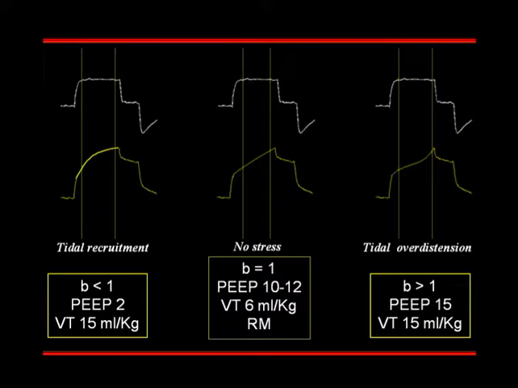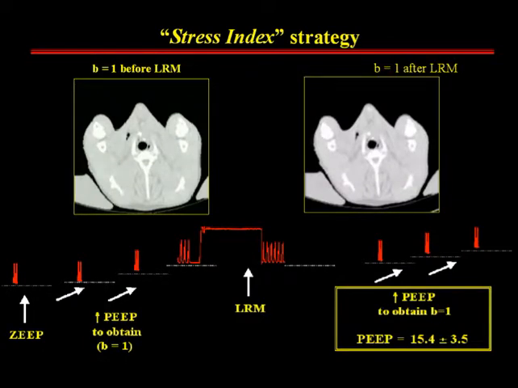The animals were ventilated first to obtain a stress index equal to 1. Then they were randomized to change the shape of the curve in order to obtain a stress index lower than 1, by decreasing PEEP and increasing tidal volume up to 15 ml per kilogram, or to show overdistension, which was obtained by keeping PEEP above 15 and increasing tidal volume up to 15. And here is the strategy that leads to a stress index equal to 1. We start on ZEEP. We progressively increase PEEP in order to obtain a stress index equal to 1.